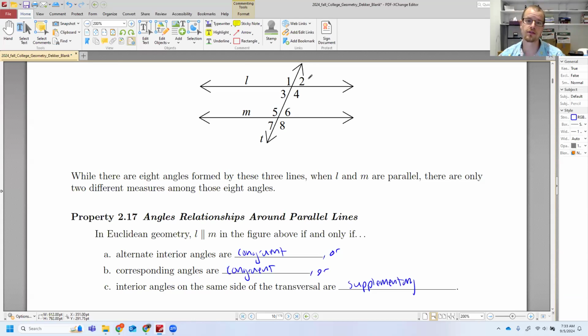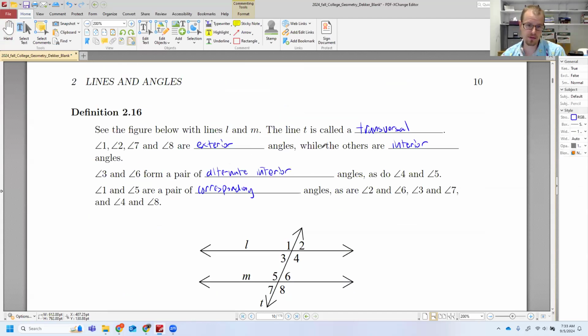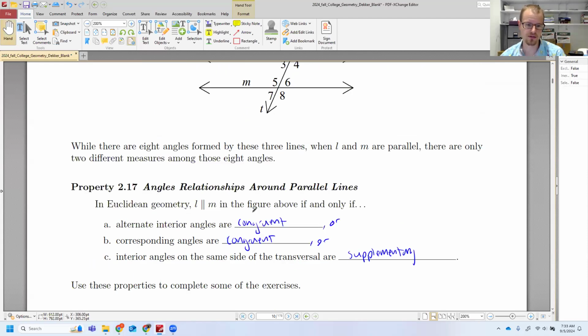Corresponding angles are congruent. All you have to do is show that one pair, 2 and 6, for example, are congruent, and then you would have parallel. Or interior angles on the same side are supplementary. So you could show that 3 and 5 are supplementary, and you're all set. You only have to show that one pair is congruent or one pair is supplementary, as designated by these definitions, which give us the language for what relationships are being described. So you only have to show one of those things.